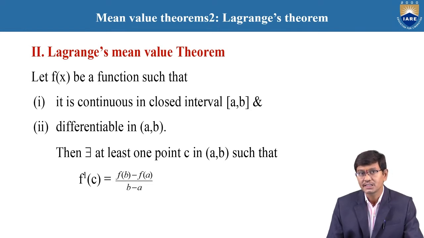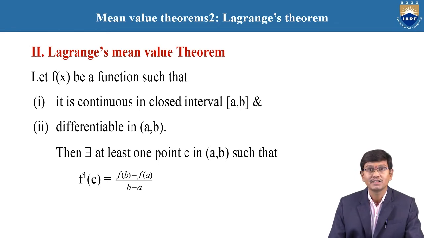Now we are going to discuss the second mean value theorem, that is Lagrange's mean value theorem. Here the conditions are the same as before, but whereas in the first theorem, Rolle's theorem, f of a equal to f of b is required. Here, in Lagrange's mean value theorem, the first condition is that f is continuous in the closed interval a comma b, and the second condition is that f is differentiable in the open interval a comma b. Then there exists at least one point c in between a comma b such that f dash of c is equal to f of b minus f of a by b minus a.